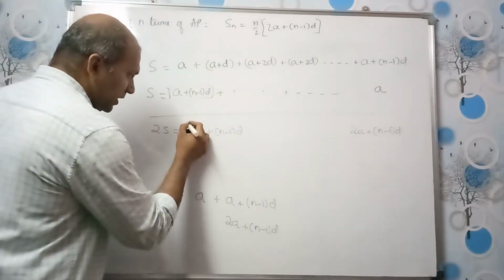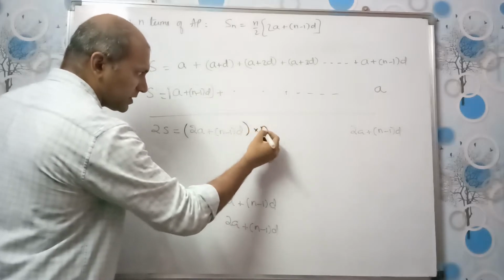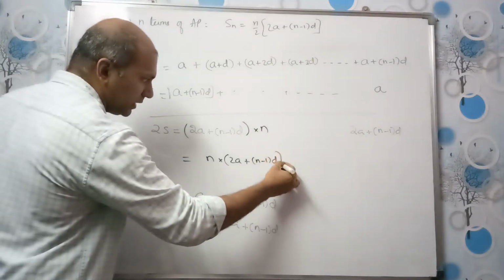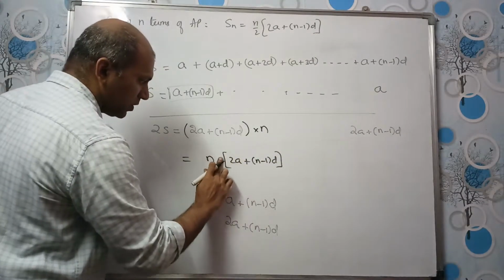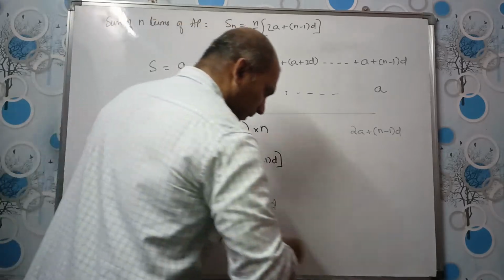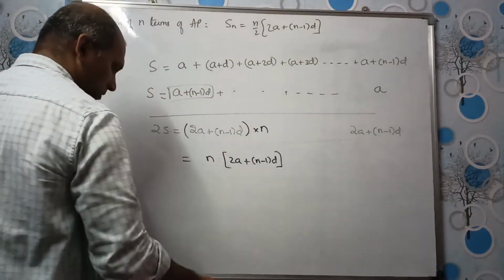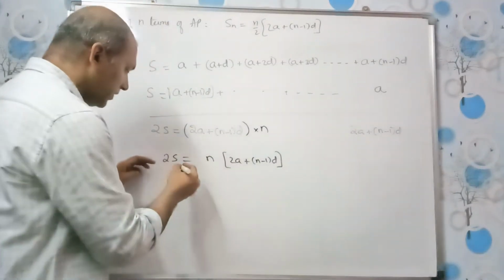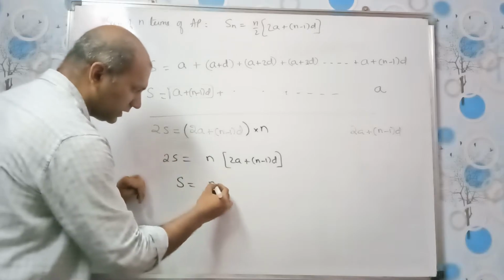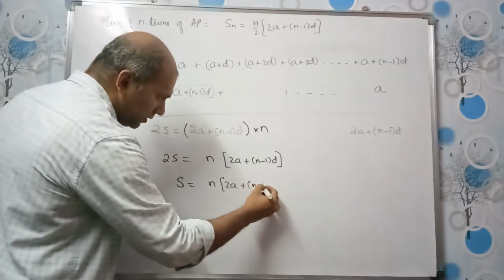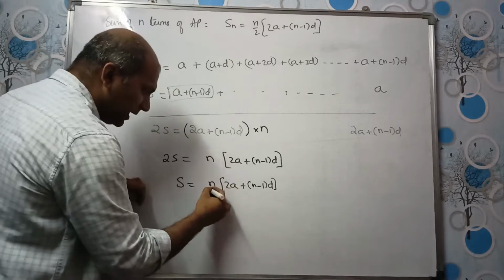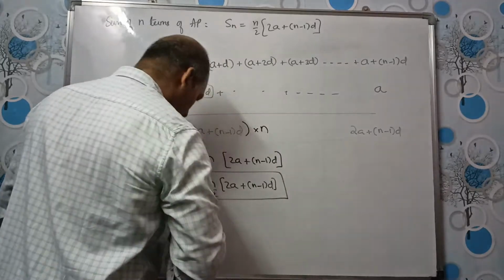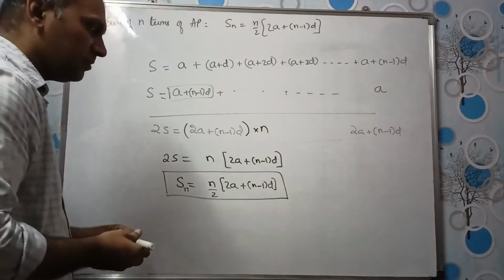So this will be equal to how much? N times, or we can write n into 2A plus n minus 1 into D. So let us write this in square brackets, because we have one more bracket here. So this is 2S is equal to n, 2A plus n minus 1 into D. We need to find the value of S, so this 2 goes on the other side. It will divide; we can write the whole thing divided by 2. So this is the formula to find the sum of n terms of an AP.